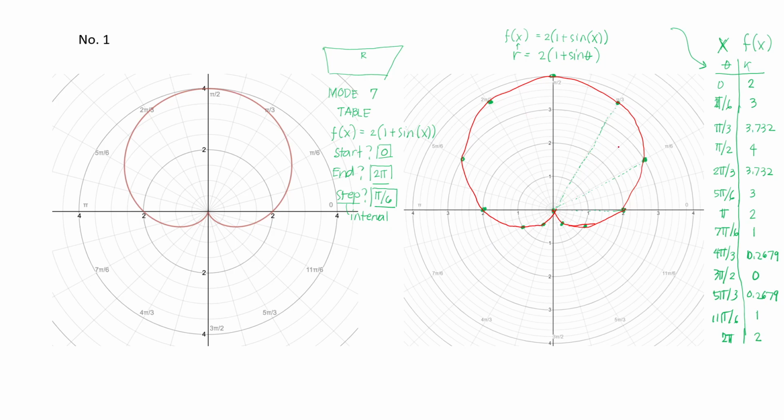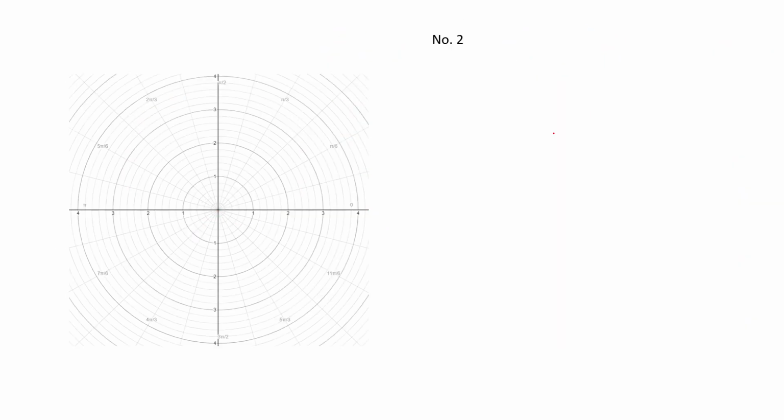Okay, so I hope you are able to use the table method now. So for number two, let's try this equation. So r equals 2 times 1 minus, I think it's 1 minus cosine theta. So let me check. Yes, it's 1 minus cosine theta.